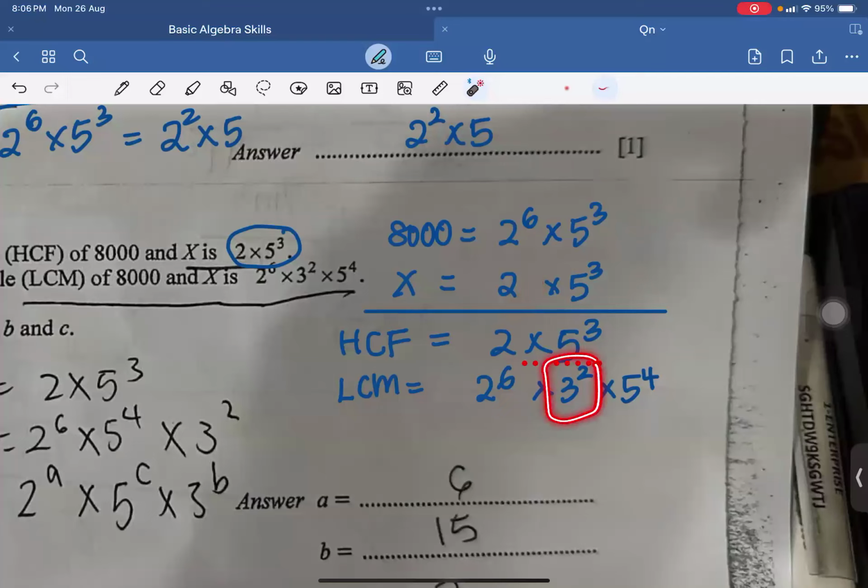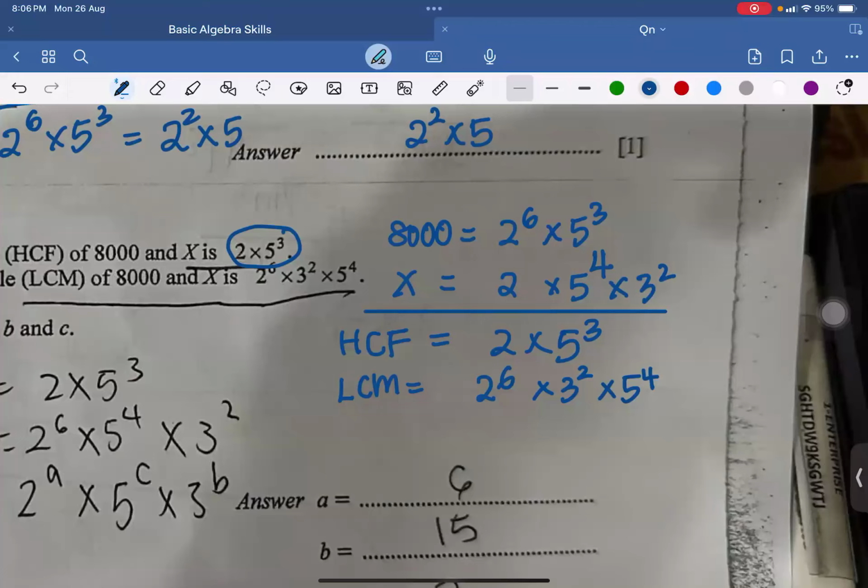So the 3 square comes from where? It must be coming from x. So in this case, I must have 3 square. Next thing I check. This is 5 to the power of 4. Here only got 5 to the power of 3. That means where did the 4 come from? X. So that means the power of 5 in x must change to power number 4. So must increase the power.